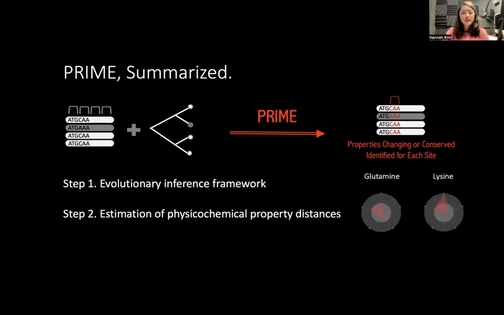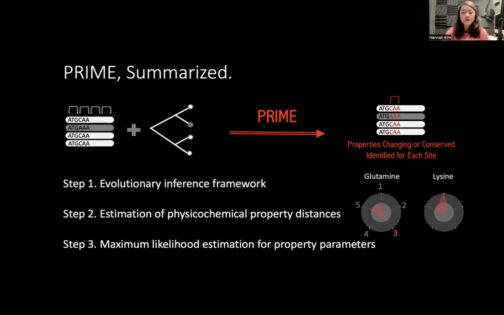Take glutamine and lysine, for instance. Each tip on the radar plot represents a value from each physicochemical property. The difference between the same tip of the two plots, that's what we define as the property distance. The property in this case is volume, and this is how we define volume distance between glutamine and lysine at a particular site. Lastly, using the distances from step 2, PRIME performs maximum likelihood estimation for property parameters, which lead to the output mentioned in the beginning.